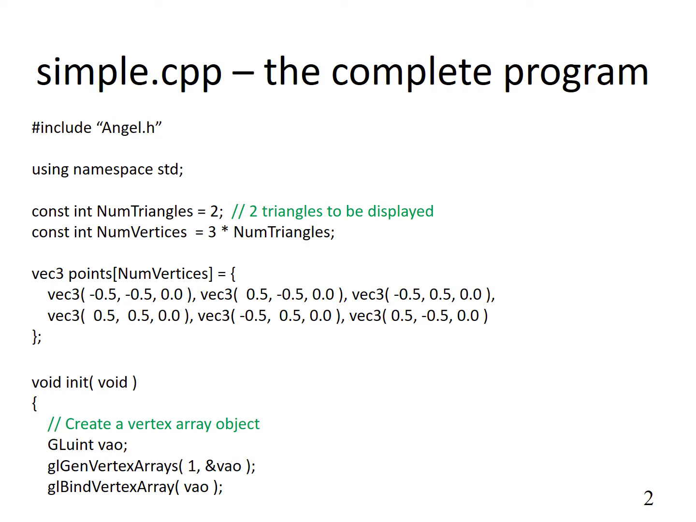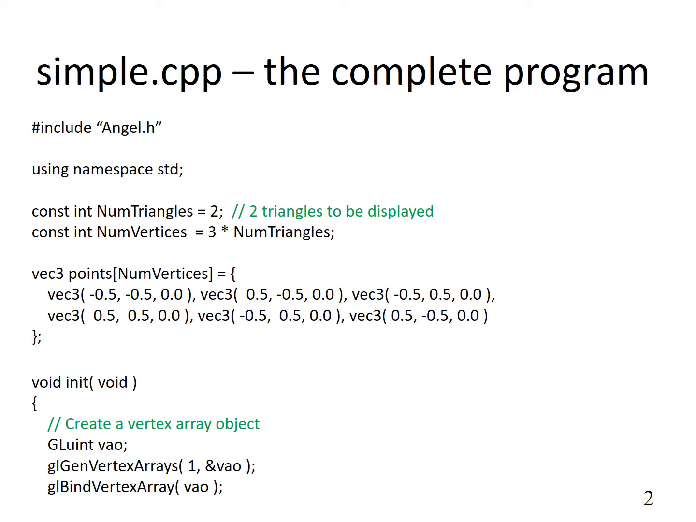We include angel.h, which also imports the required OpenGL libraries. Angel.h comes with the textbook. We write using namespace std to avoid having to write std:: every time we use a variable defined in std. Next, we define 2 constants. The number of triangles, which is 2 because we need 2 triangles to make a square. We will study later why a triangle is a preferred building block in computer graphics. The second variable is the number of vertices, which is 3 times the number of triangles.